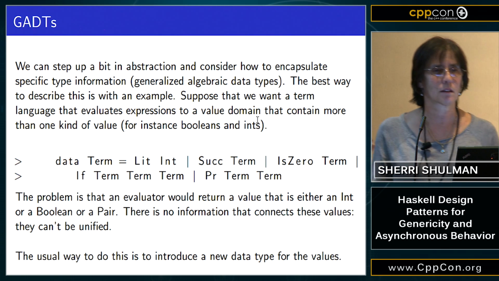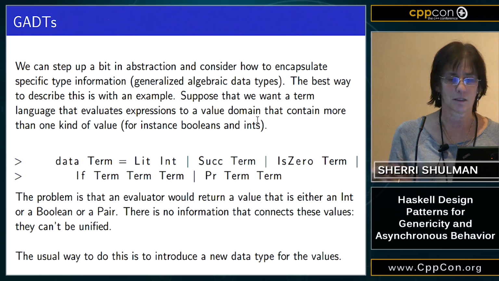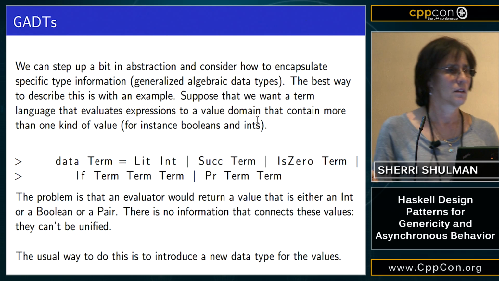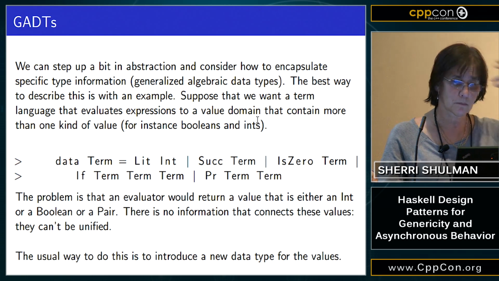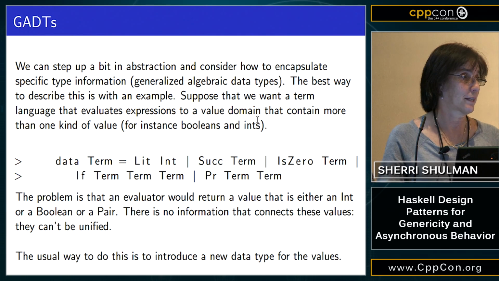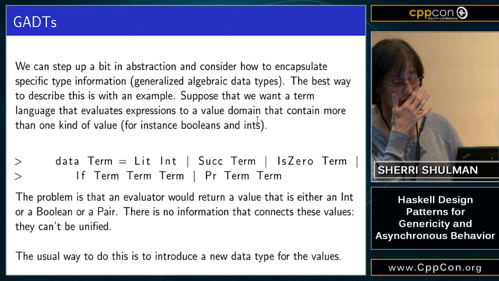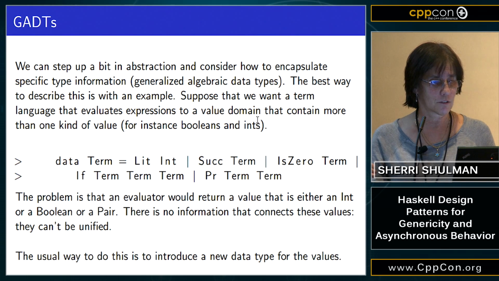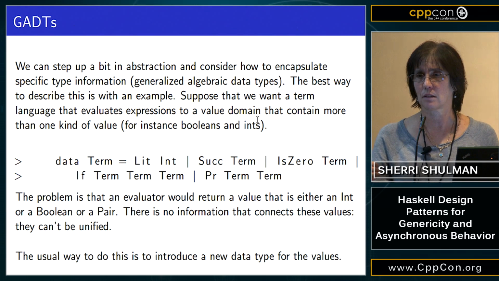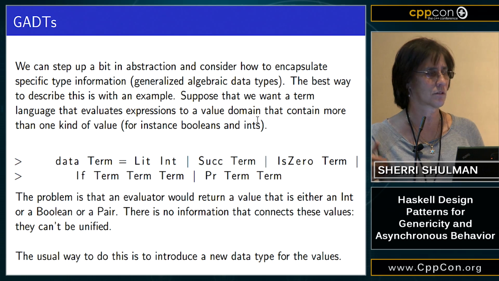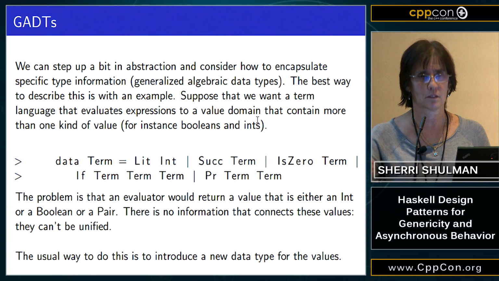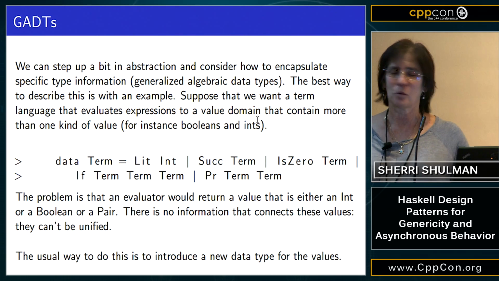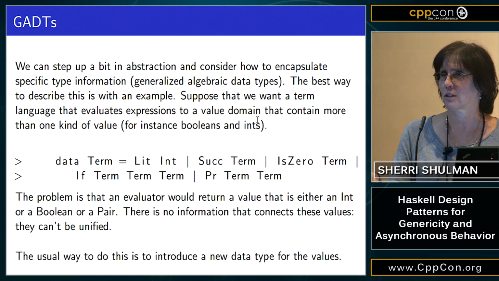So a term can be a literal integer, or it can be a successor of a term. It can be a predicate check, is it 0? It can be an if term, term, term. And it can be a pair. Now, notice I have to use term because I can't say that suc always applies just to an integer, because I could apply suc to a successor term. So I should be able to apply successor to successor of, successor of, successor of 0. All right, so I can't get any extra type information here.